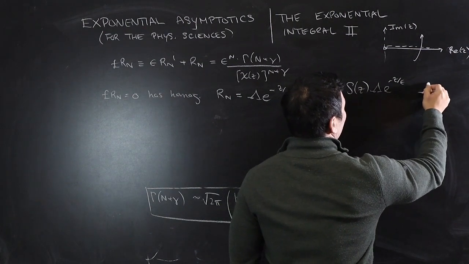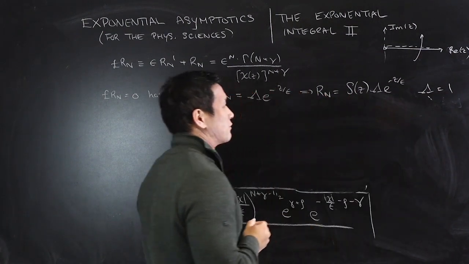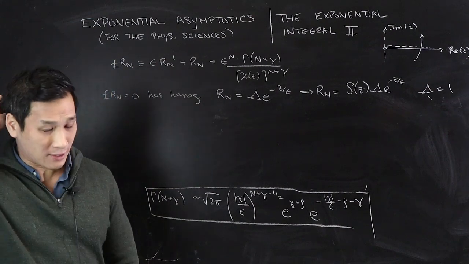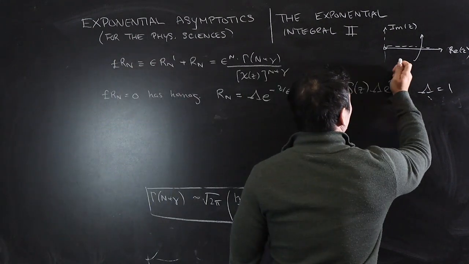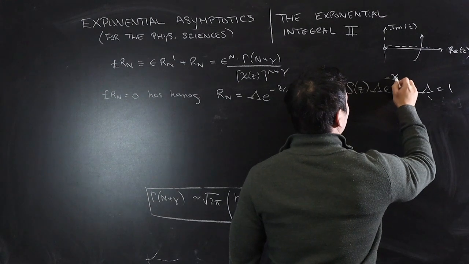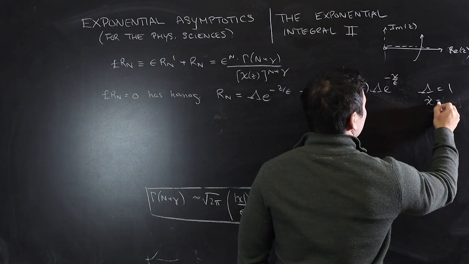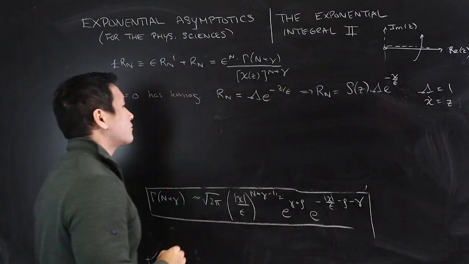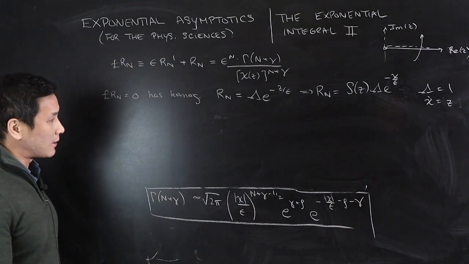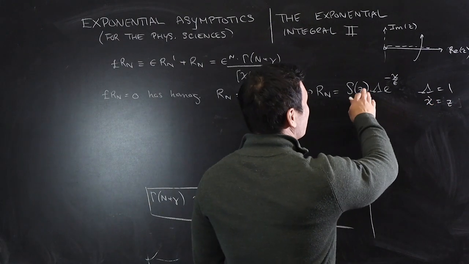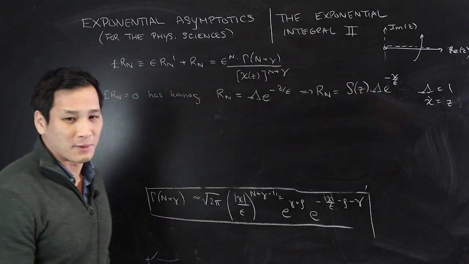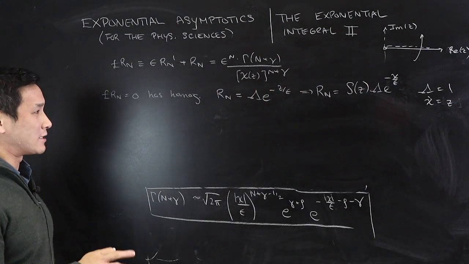And remember, I've just written it in this way for generalization afterwards, but our lambda here is just 1, and if I wanted to, I'd write this as minus chi over epsilon. So chi is just z. Again, I'm doing this because for all kinds of other problems that we're going to do, it's always this form that we're going to be using. But in this case, it's particularly simple.